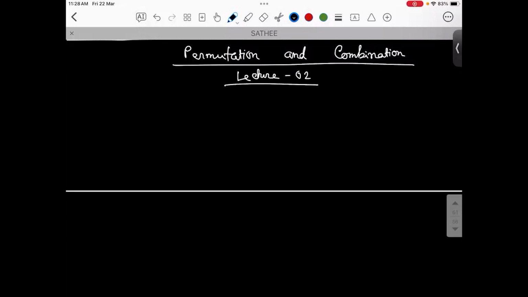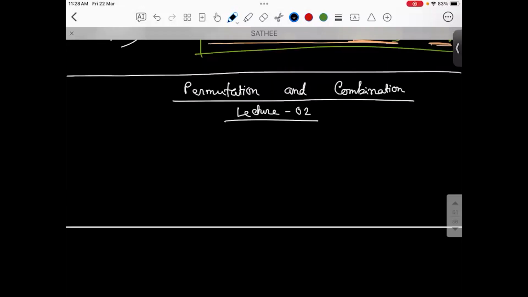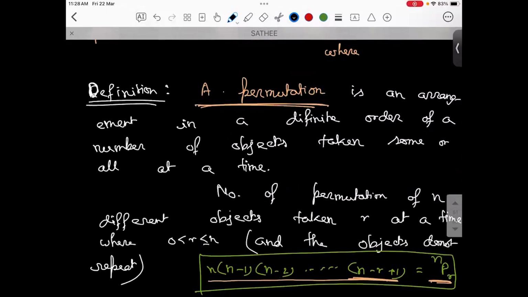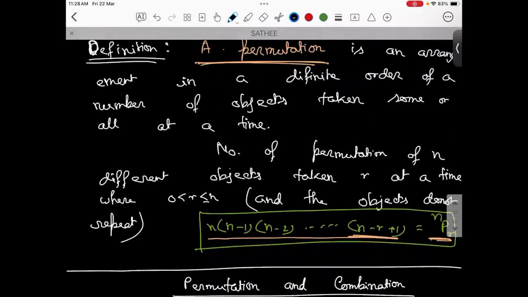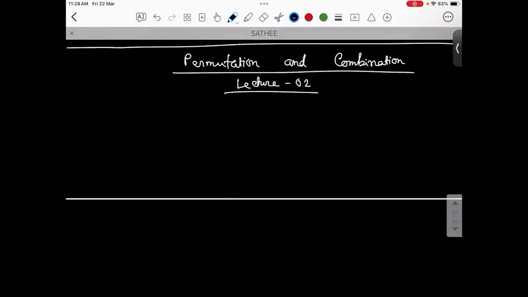Okay, so from the last class we are discussing permutation and combination, and in the last lecture we discussed the definition of permutation, which says that a permutation is an arrangement in a definite order of a number of objects taken some or all at a time. That is, we choose a few elements from the collection of all elements, and we find how many ways we can rearrange them. After that, we mentioned that the number of permutations of n different objects taken r at a time was of this formula. So today we will see how we obtain this formula.